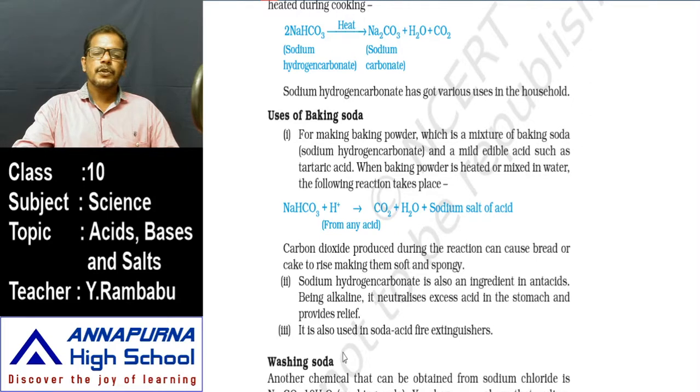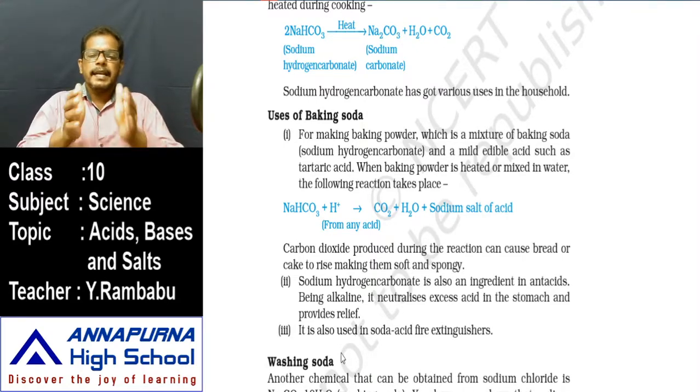Next, it is also used in soda acid fire extinguishers. What is a fire extinguisher? What we use to put off a flame is called a fire extinguisher. Different types of fire extinguishers are there. Some are cartridge type and some are other types. One type of fire extinguisher is the soda acid fire extinguisher. To make this soda acid fire extinguisher, baking soda is used.